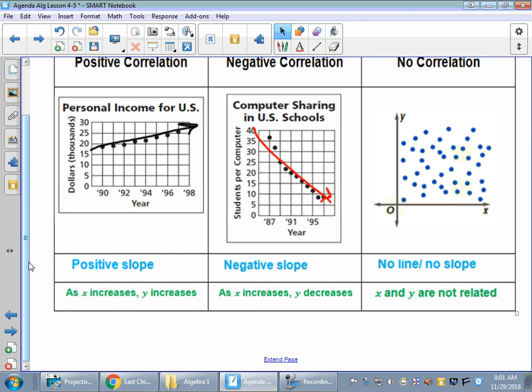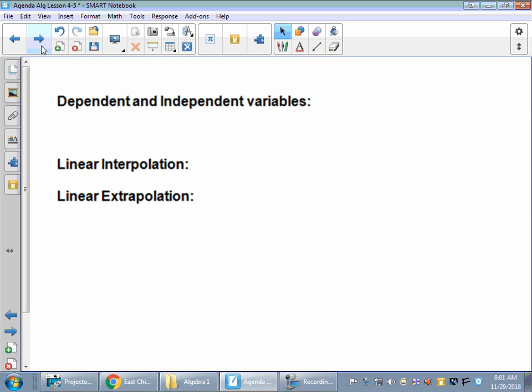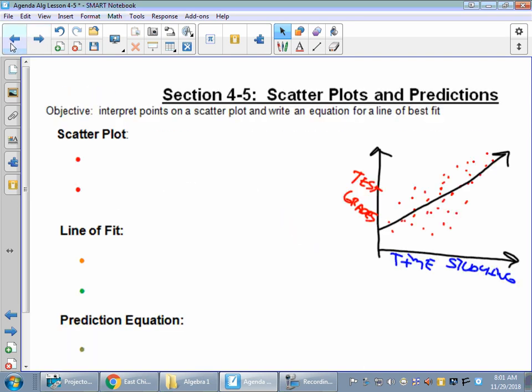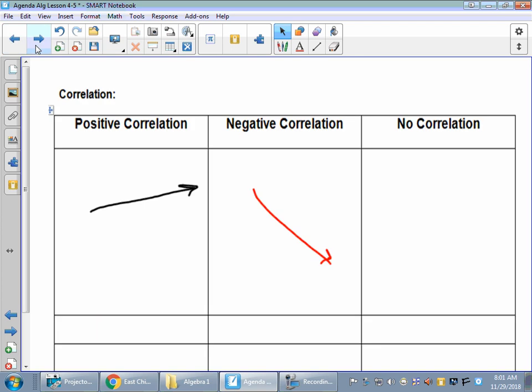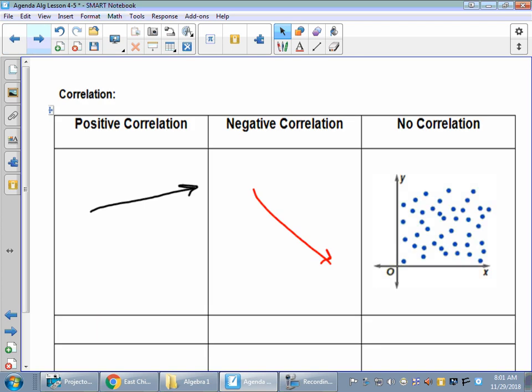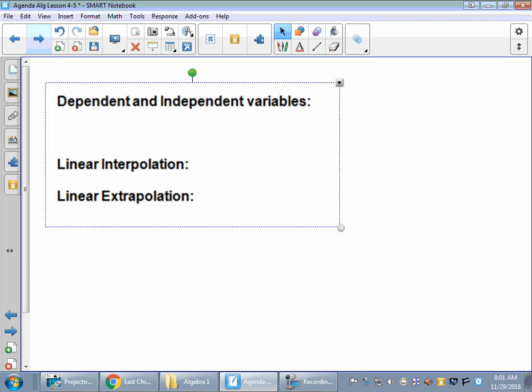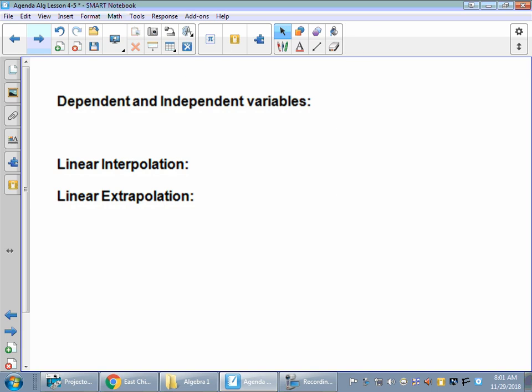Okay, so that takes us to the next step here, where we're talking about independent and dependent variables. Like we said, this last one here with no correlation, you can't really put a line in there, and you can't make a prediction, and you can't say that Y depended on X, like we're going to talk about here, dependent and independent variables. So we know those. We've talked about these before, that your X values are the independent values. Those are the independent variables.